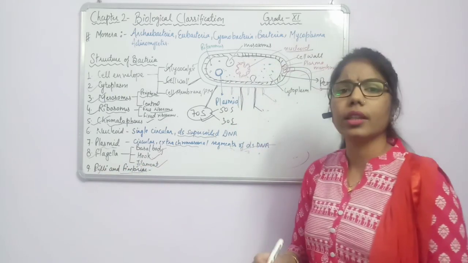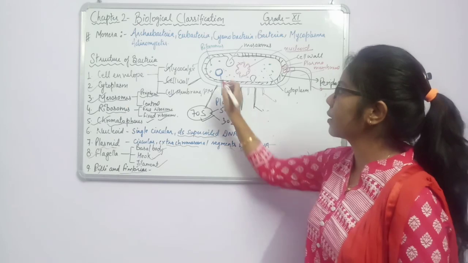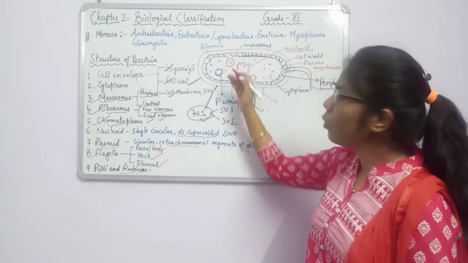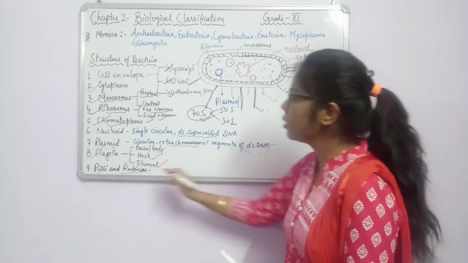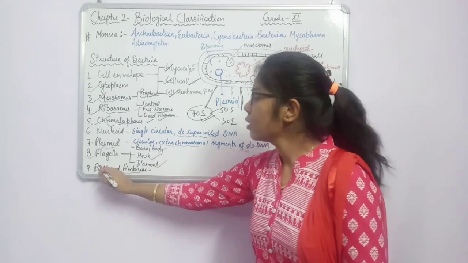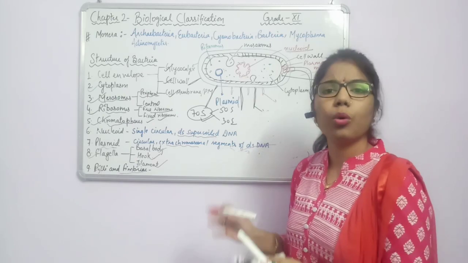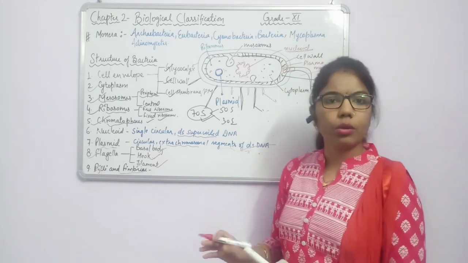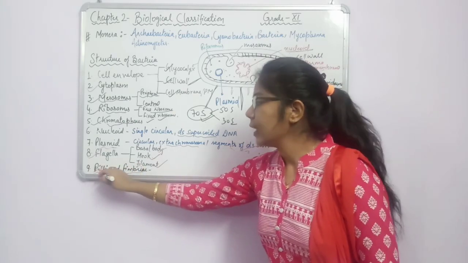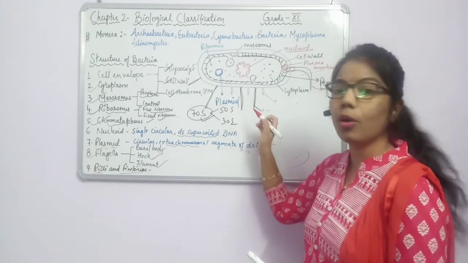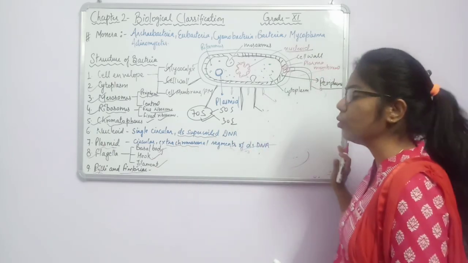Pili are helpful for transferring genetic material from one bacterium to another, as we discussed with the plasmid. If we have to move the fertility factor from one bacterium to another, the two bacteria attach with the help of these pili. These pili are also known as sex pili because they are involved in the sexual mode of reproduction. But that is not truly sexual, it is a parasexual mode of reproduction in bacteria. So the pili are helpful for the transfer of genetic material from one bacterium to another.